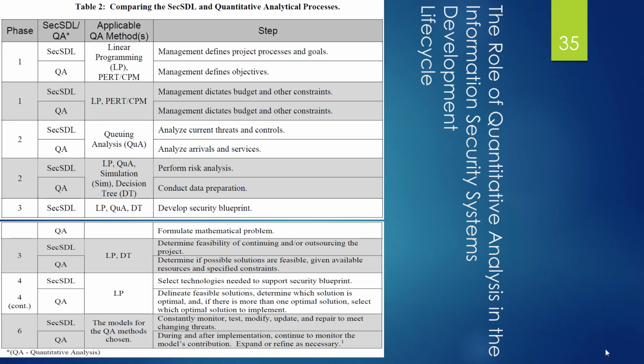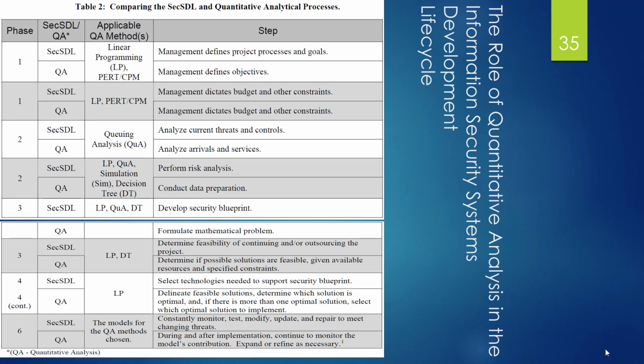As you move out of analysis into phase 3, logical design, the same types of tools, linear programming, queuing theory, and decision trees, are all going to apply. You can see some examples there: determining the security blueprint, formulating a mathematical problem if needed, looking at continuing or outsourcing, which is a decision, and evaluating which possible choices are feasible. Not surprisingly, linear programming and decision trees would be good fits for that.